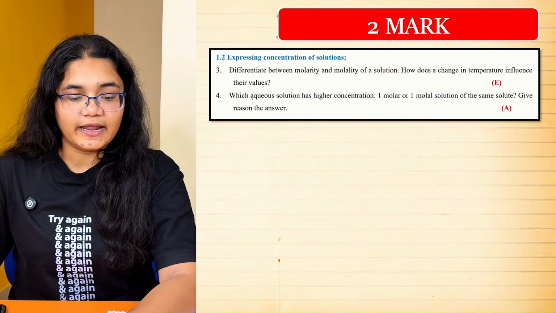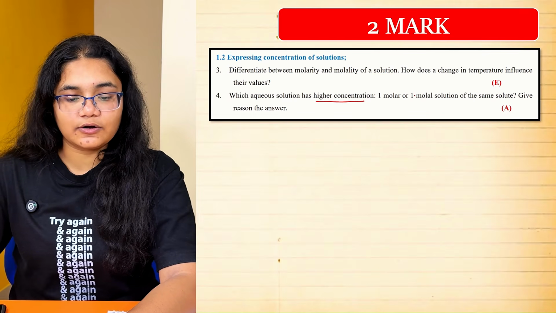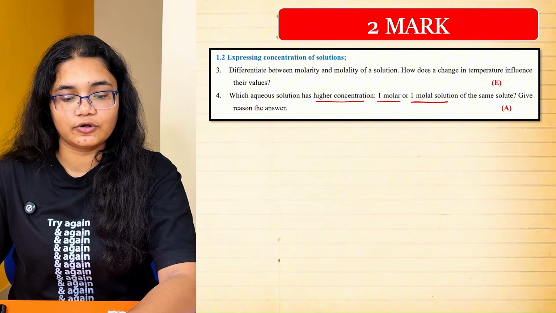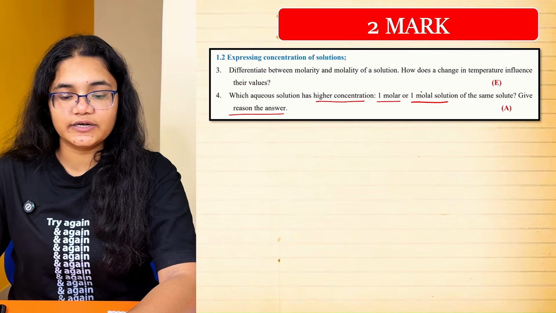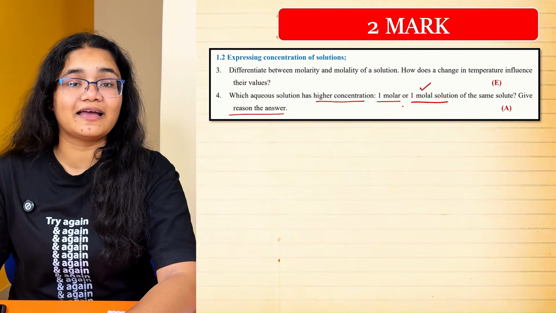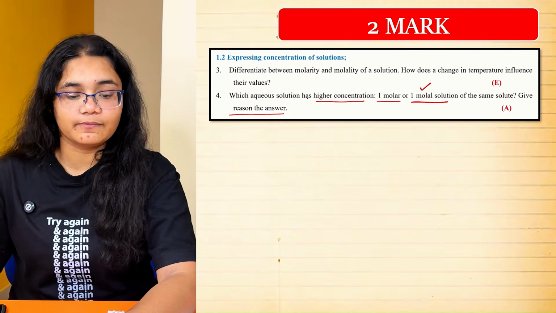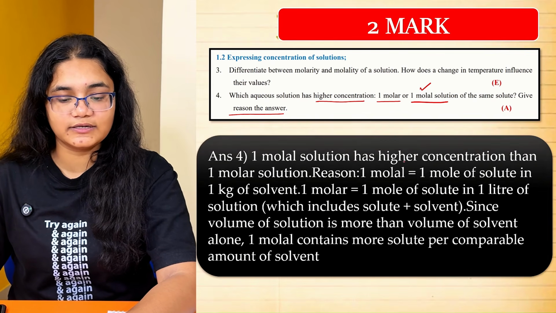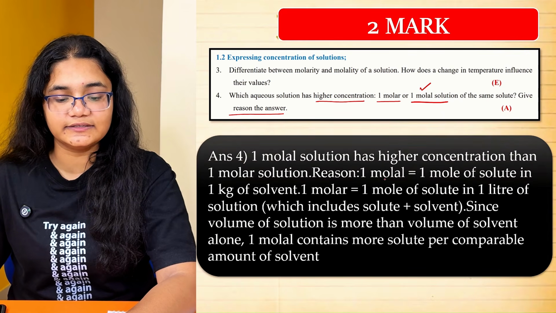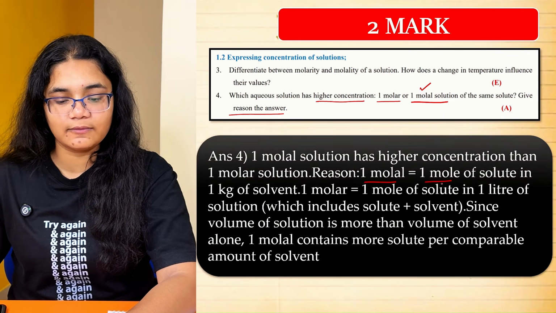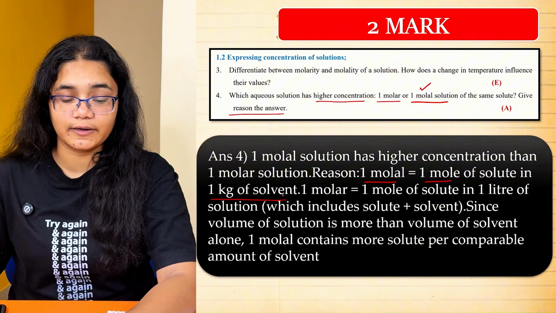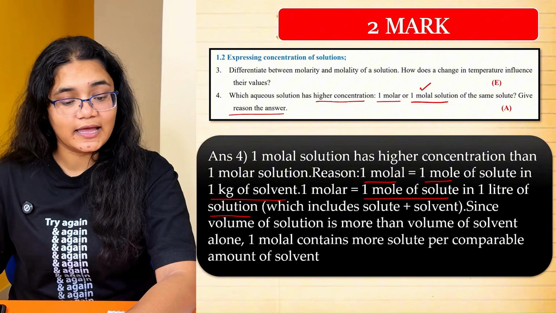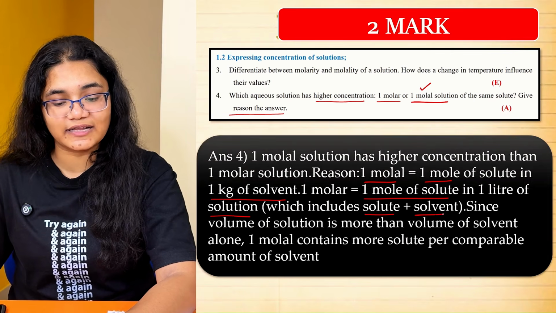Okay. Next, which aqueous solution has higher concentration, 1 molar or 1 molal aqueous solution of the same solute? Give reason for the answer. So the 1 molar solution is the one which has more concentration. Why? See, 1 molal is equal to 1 mole of the solute in 1 kg of solvent. 1 molar is equal to 1 mole of solute in 1 liter of solution, and in the solution you include solute as well as solvent.